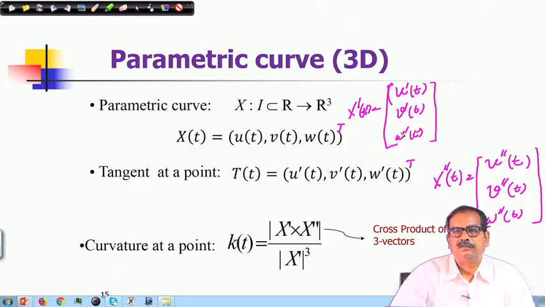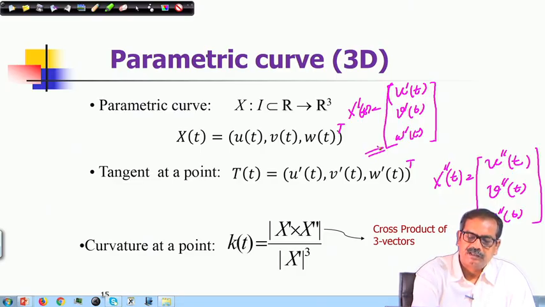That is the interpretation. And similarly, x prime t magnitude, we have shown in the 2 dimensional case, you have to extend that concept to this vector. So, take the magnitude of this vector and raise it to the power 3, that would give you the denominator. That is how this curvature is computed.